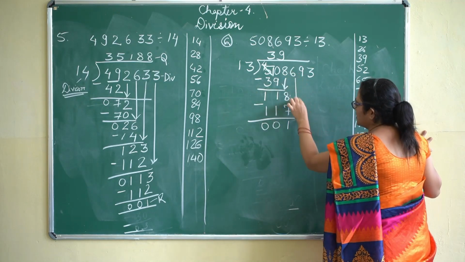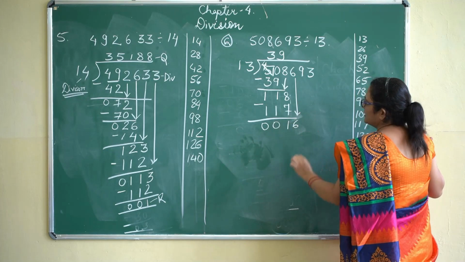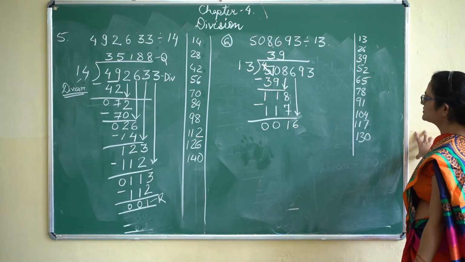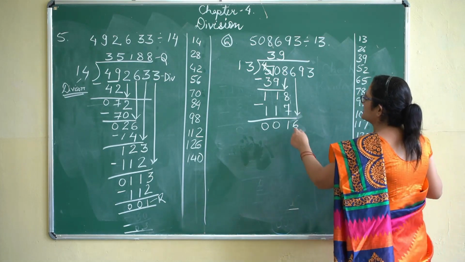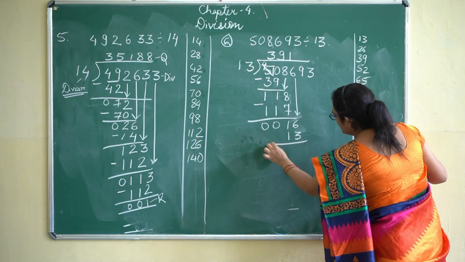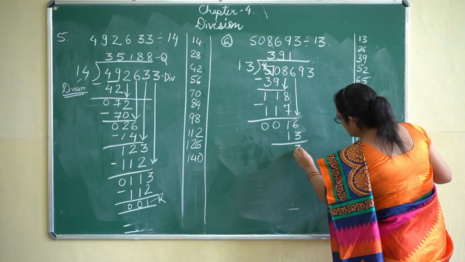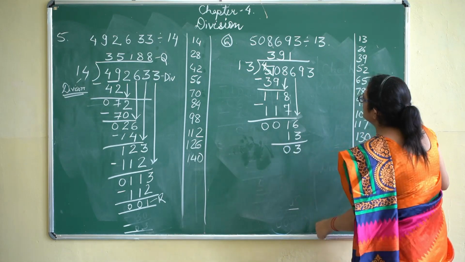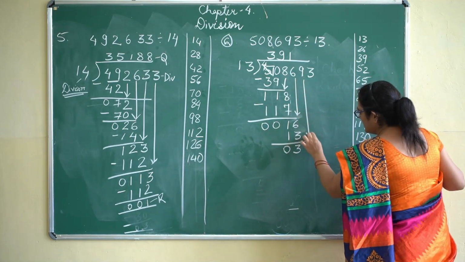Now what will we bring down? 6. In the table of 13, does 16 come? No. What will we take, smaller than 16? 13. 13 1s are 13. 6 minus 3 is 3. 1 minus 1 is 0. What will we bring down? 9.